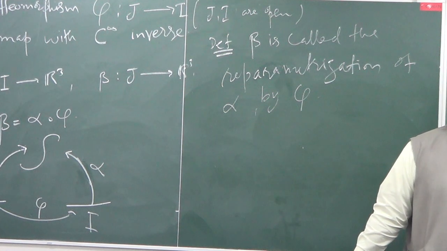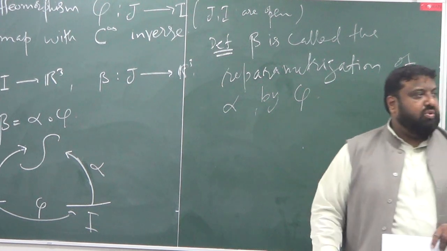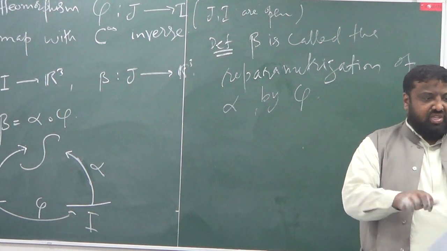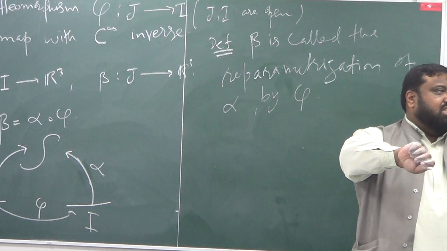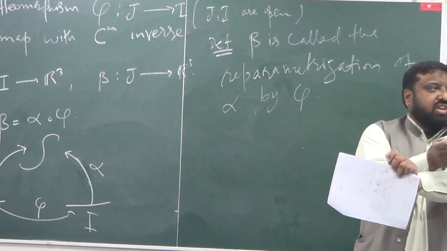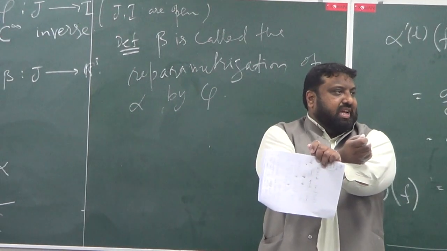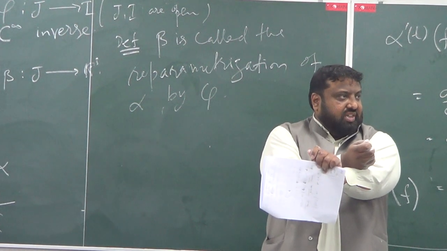Alpha as a curve actually. So I'm taking a curve and composing it. So it's like I have some wire in my hand, which is twisted in a certain way, and I'm retwisting it some other way, without breaking it or taking something out of it.